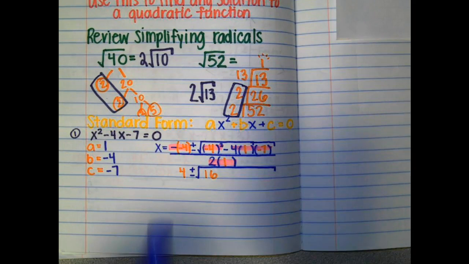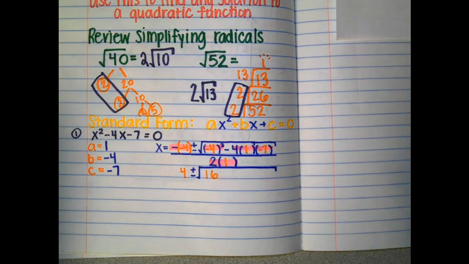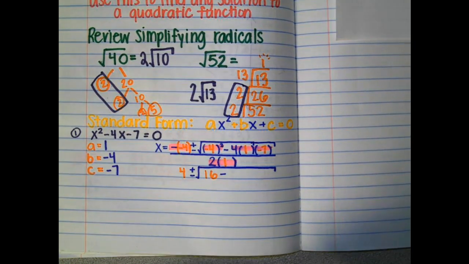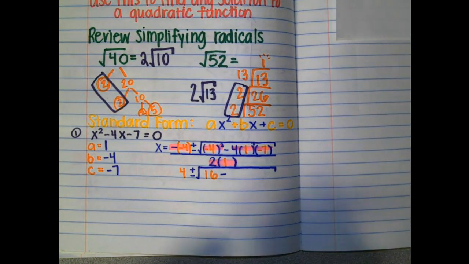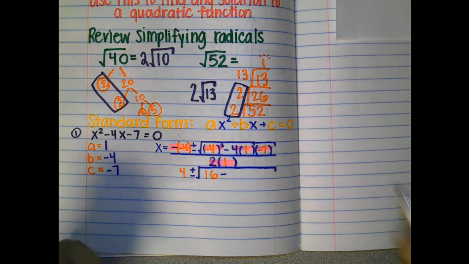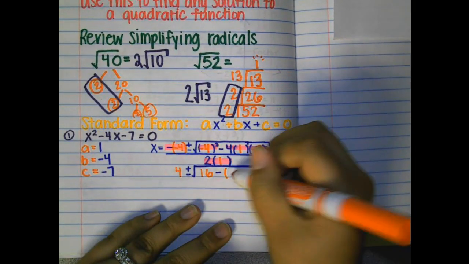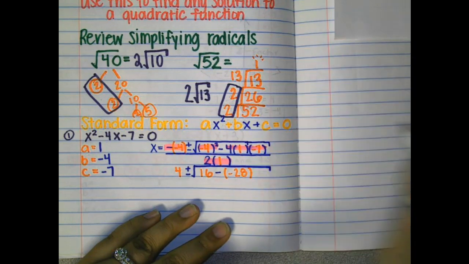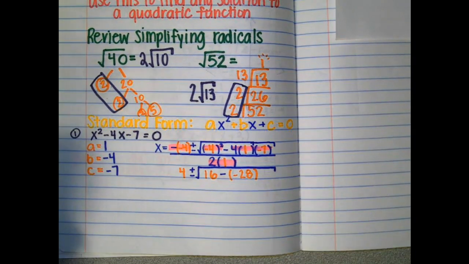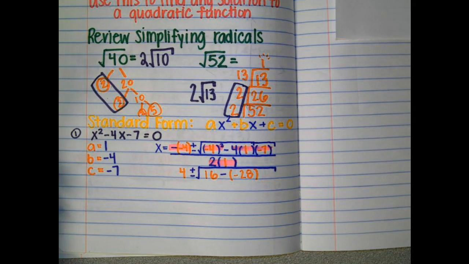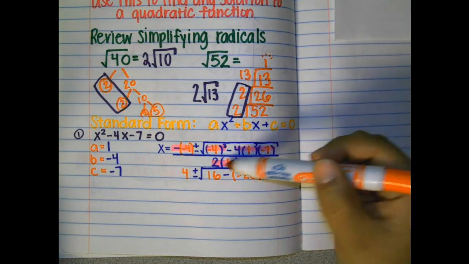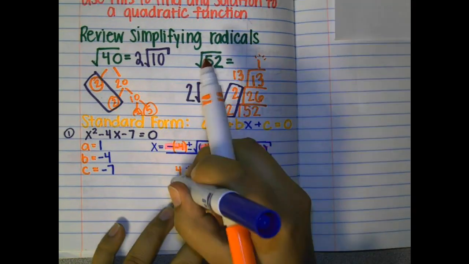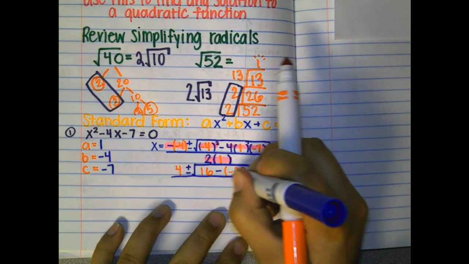Then I'm going to subtract. So minus 4 times 1 times -7 is simply -28. Again, you can pause, check on your calculator, make sure you verify for yourself. And then 2 times 1 is just 2. So I'm going to divide all of this by 2.